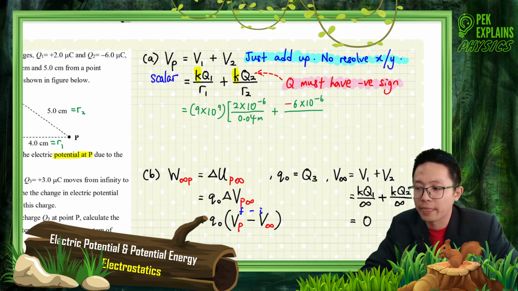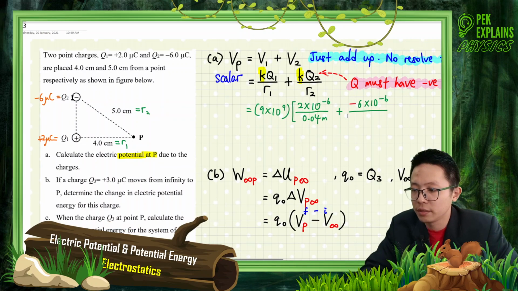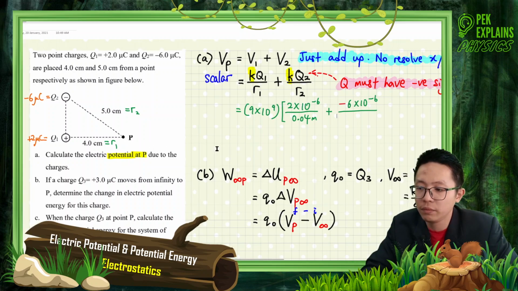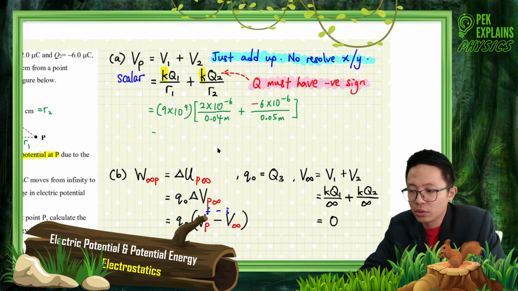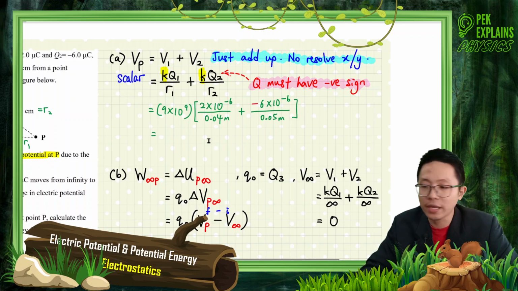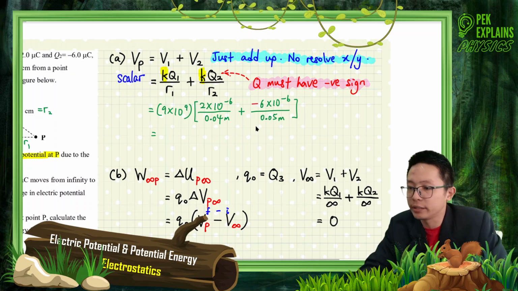How far is it? Q2 is 5 cm from P, which is 0.05 meter. So what's the value? Let's calculate, and I got the answer.